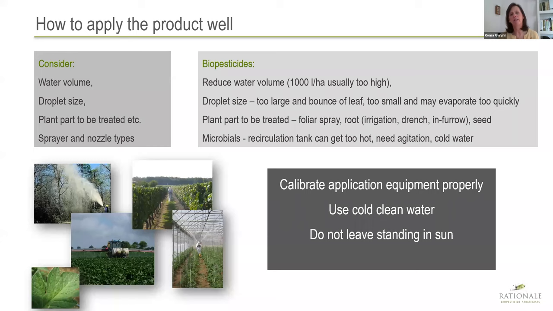When I was working for a company, the number of times I turned up on a grower site because somebody said they had problems, and it turned out the guy had been mixing the product, then went off for coffee and just let it sit in the sun. That's going to damage your product as well. And please read the label about any precautions and anything you should do. So really you've got to have good sprayers, well calibrated, the right sprayer for the right technology, the right application technique, and really pay attention to this. This is probably one of the biggest contributors to trials failing for botanicals and microbials.